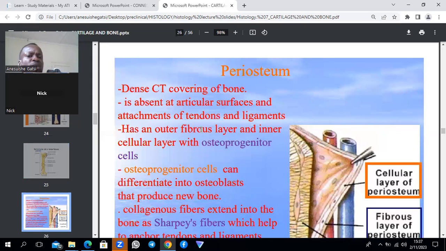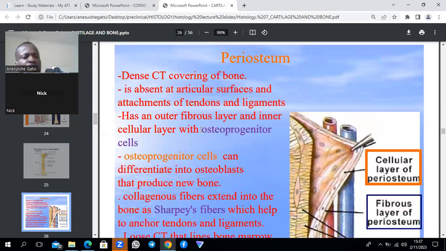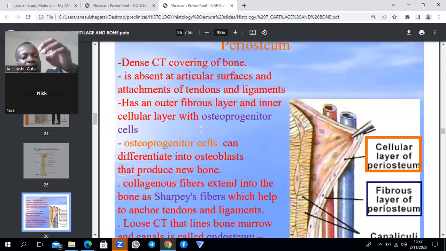So this here talks about periosteum. You can take a screenshot and look at this. This is the same thing that I was saying. Dense connective tissue. They left out to say it's dense irregular connective tissue. Then it's absent as well at articular surfaces because you don't expect those things to be there because of the synovial fluid. Then there's something that joins the periosteum to the bone below.